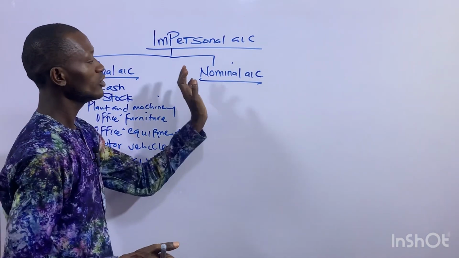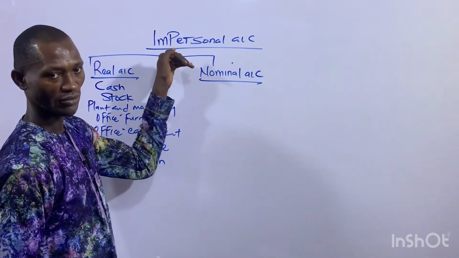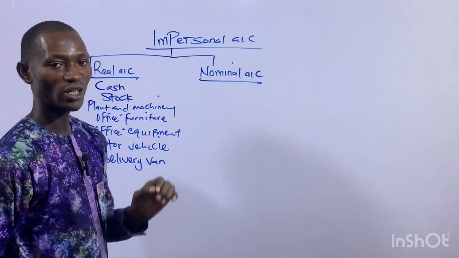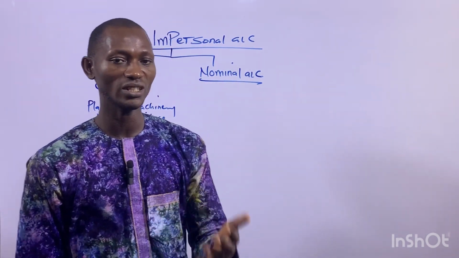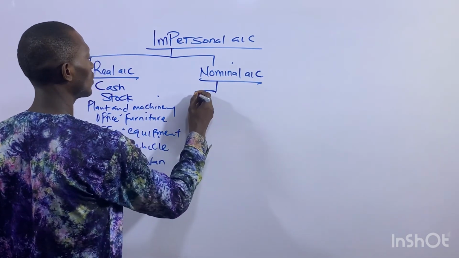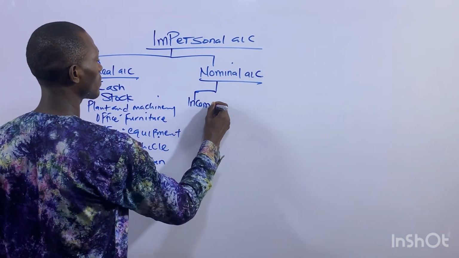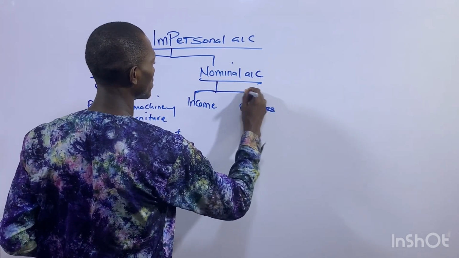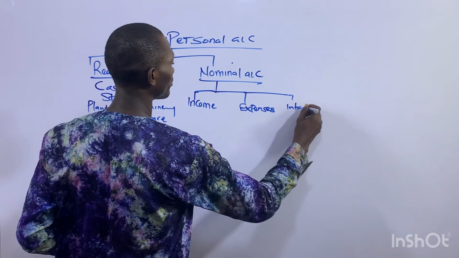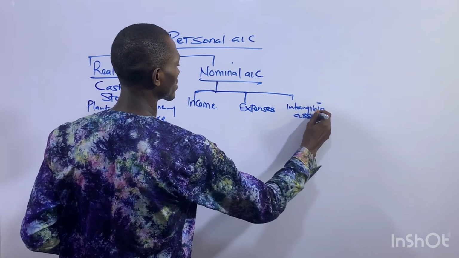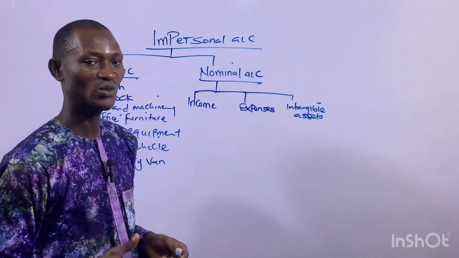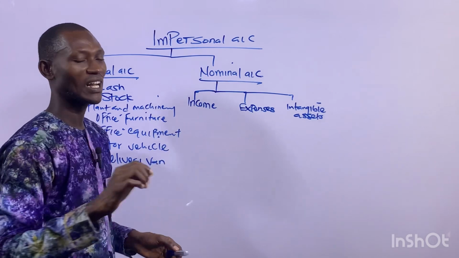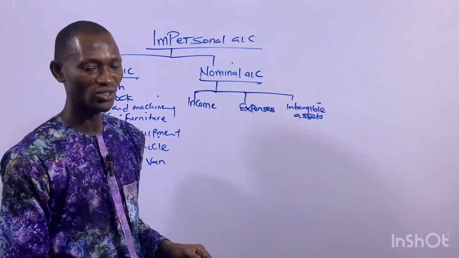Now, nominal accounts are the other classification of impersonal accounts. We say it's classified into real and nominal. Nominal account is further subdivided into three: accounts of income, accounts of expenses, and intangible assets. So nominal accounts basically are accounts of incomes, expenses, and intangible assets. In other words, nominal accounts are accounts of gains, losses, and intangible assets.